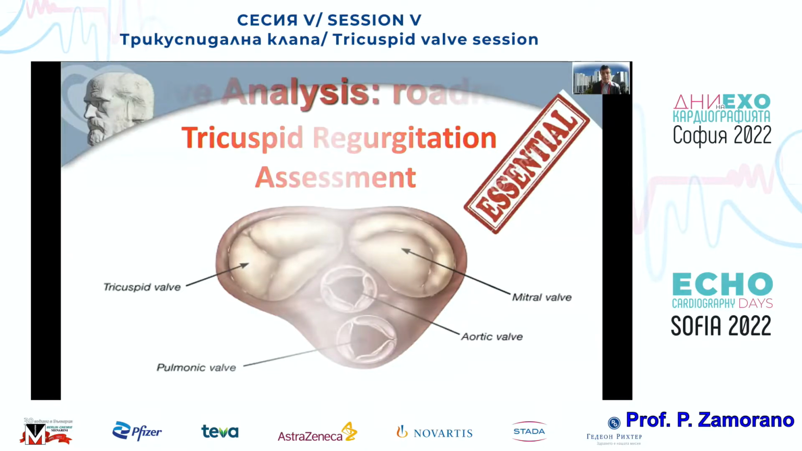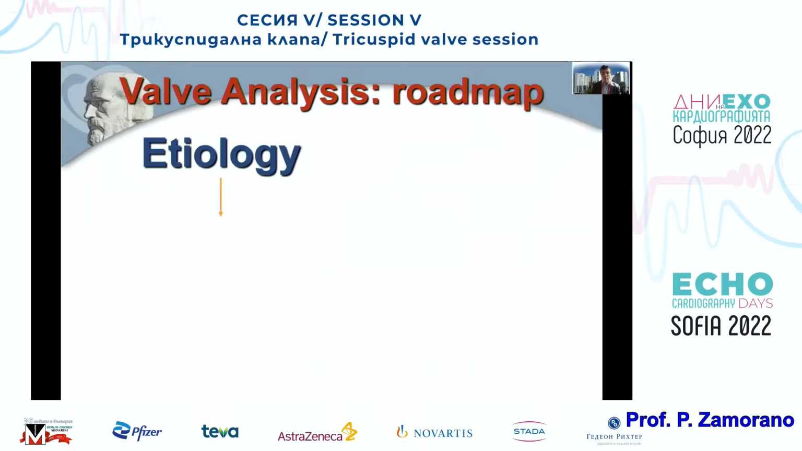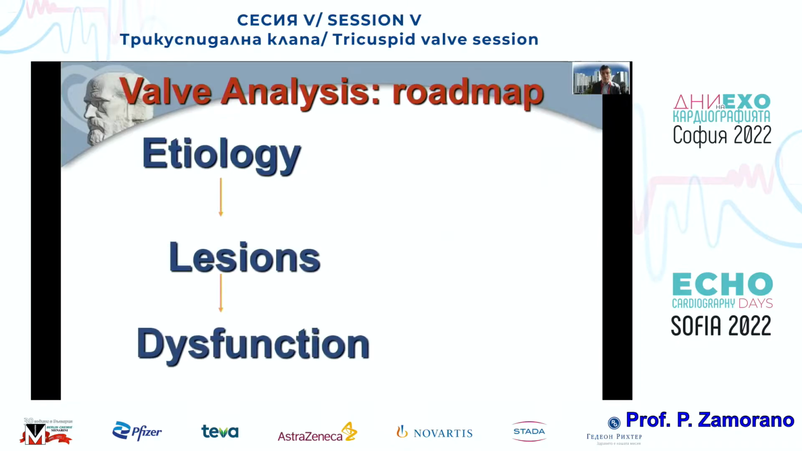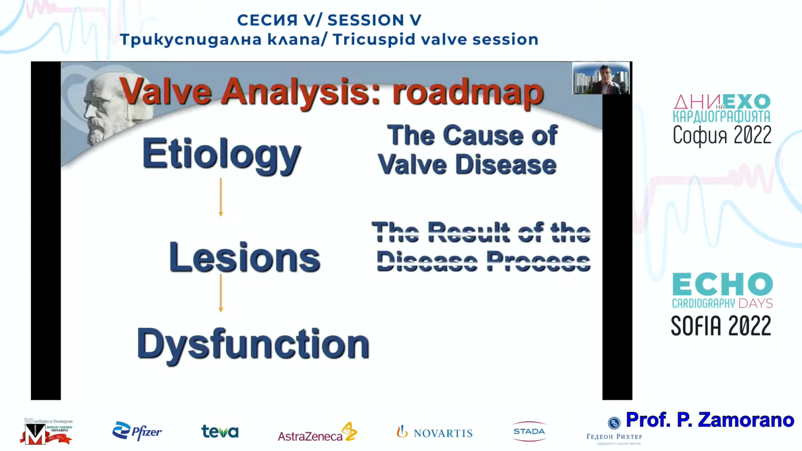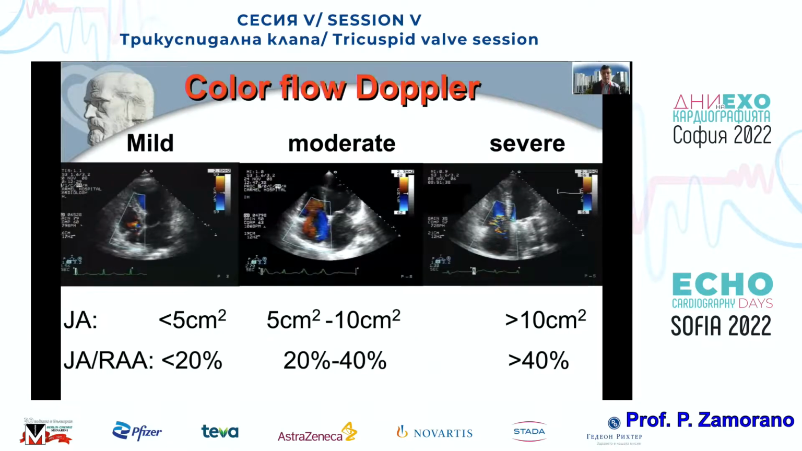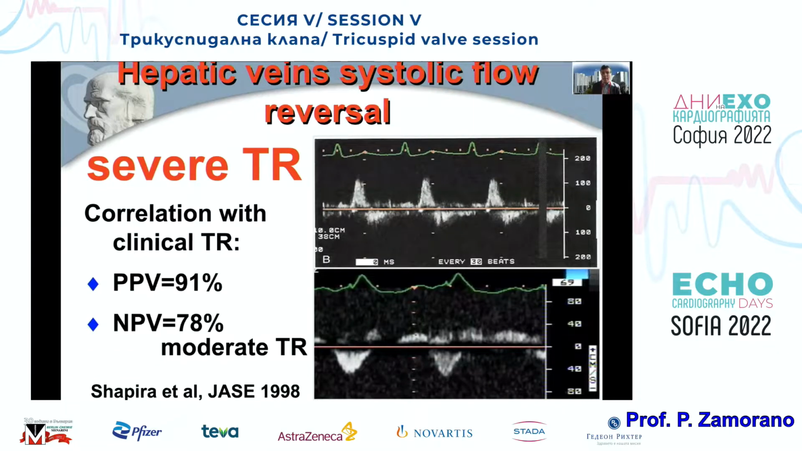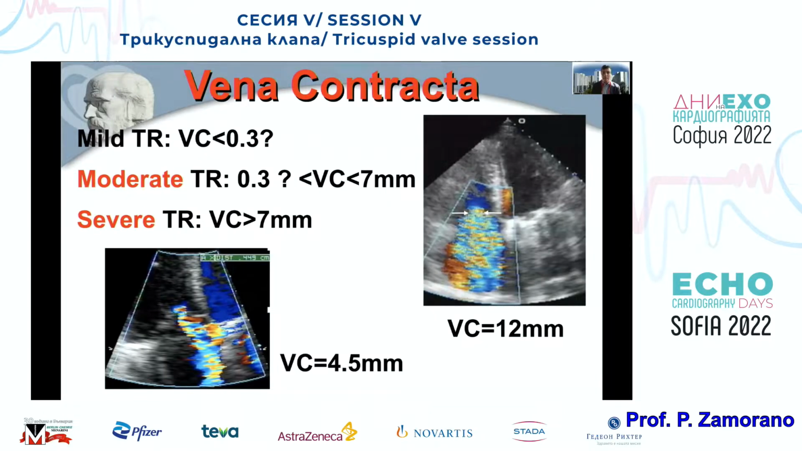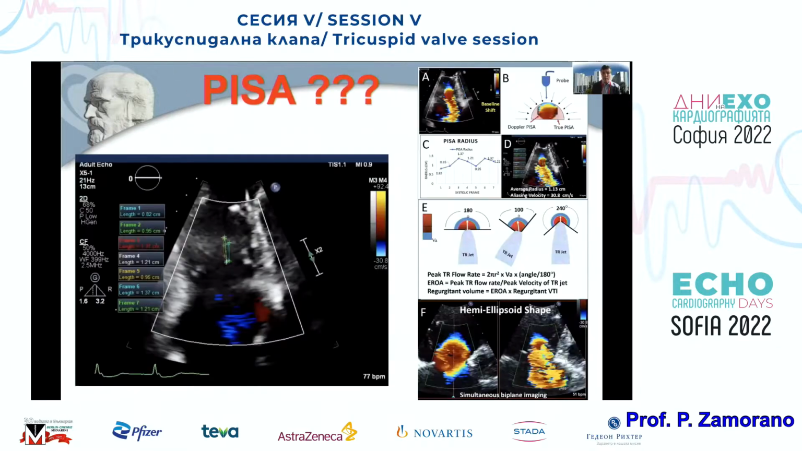So how to assess? I think that obviously we need to look at the etiology, the lesion, and later the dysfunction. This means the cause of the disease, the result of the disease process, and the result of the lesion. We have usually classified the TR as mild, moderate, or severe. With color Doppler, we can see hepatic flow reversal. This is a classic sign of severe TR. Vena contracta, we know that larger than 7 millimeters implies severe TR.